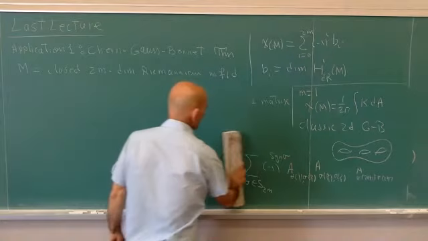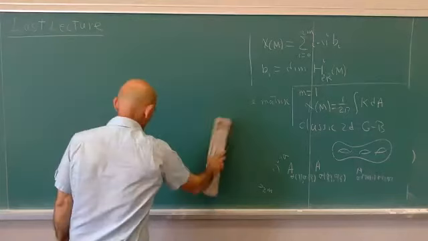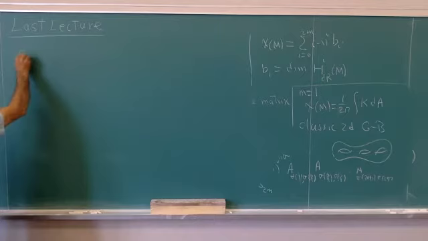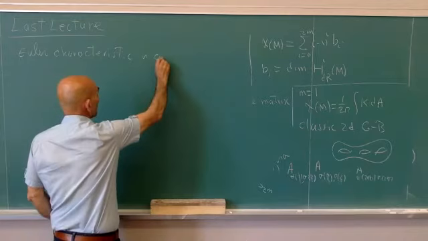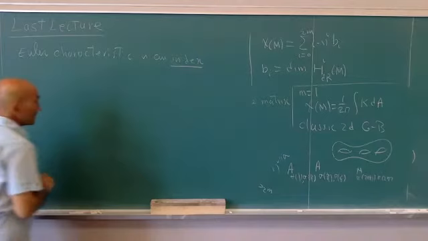That's the first thing we have to notice. Euler characteristic is an index, first of all. So index of what? So the idea now is this.